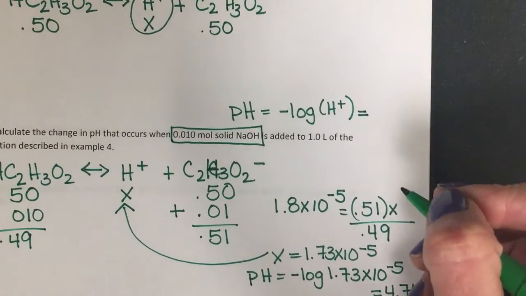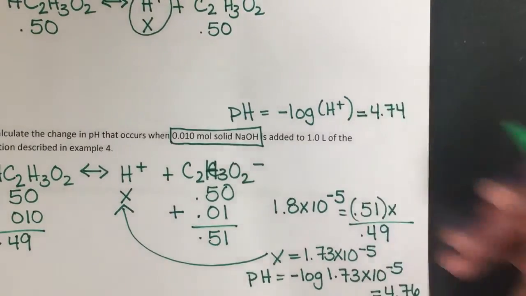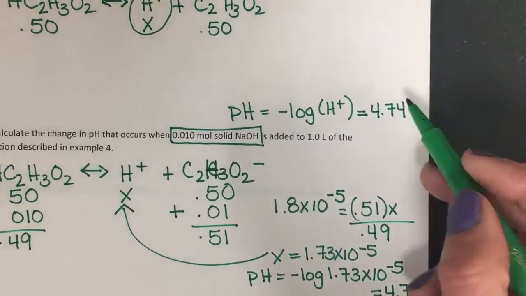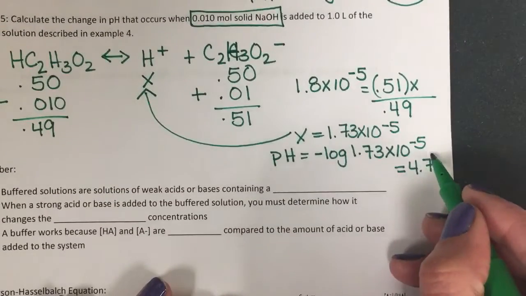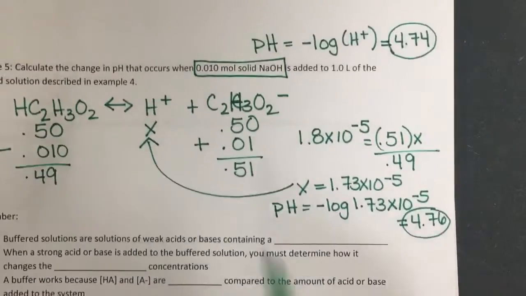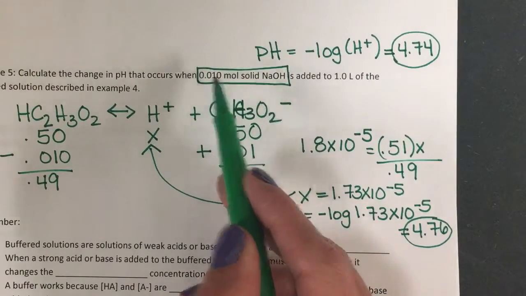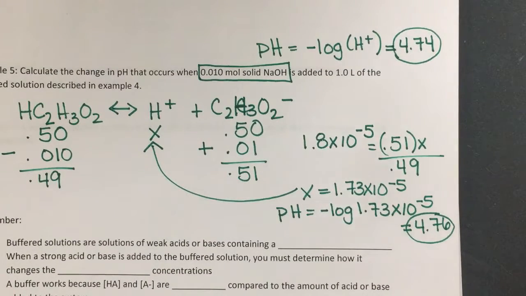In the last problem, we calculated the pH of our initial buffer system. You should have had that was equal to 4.74. If we compare a pH of 4.74 to a pH of 4.76, we can see that adding just a little bit of base had very little effect on my pH overall.